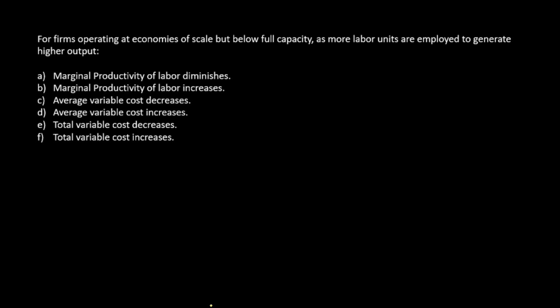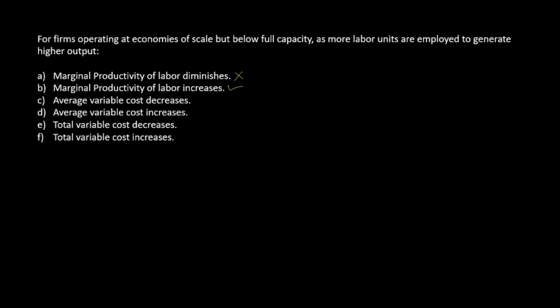For firms operating at economies of scale but below full capacity, as more labor units are employed to generate higher output, which of the options hold good? Now we know that for firms operating at economies of scale but below full capacity, there is still scope for the firm to increase its production till it reaches the maximum capacity. Now, as more and more labor is employed to generate a higher output, the marginal productivity of labor increases. So this goes to say that the first option is incorrect because the marginal productivity of labor actually increases. So option B is correct.